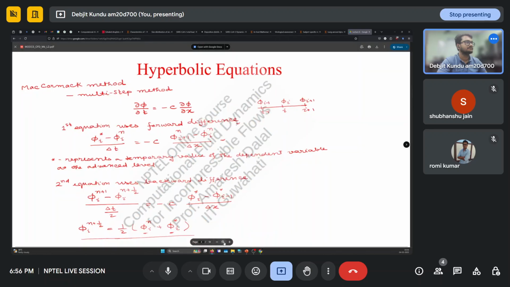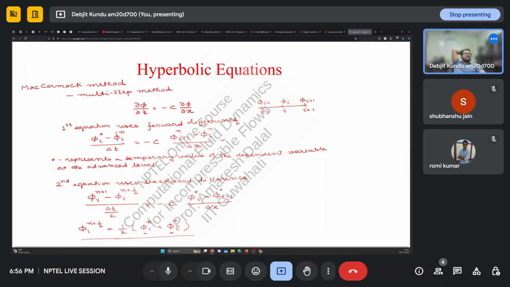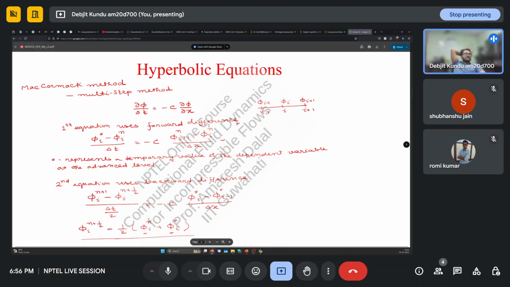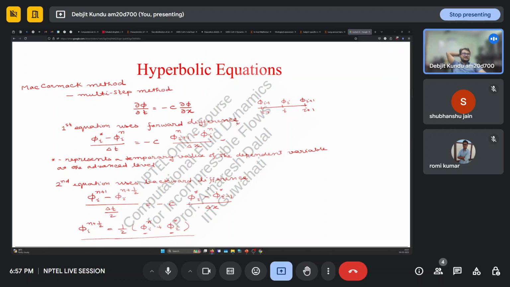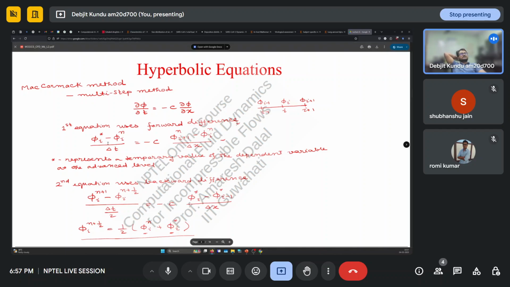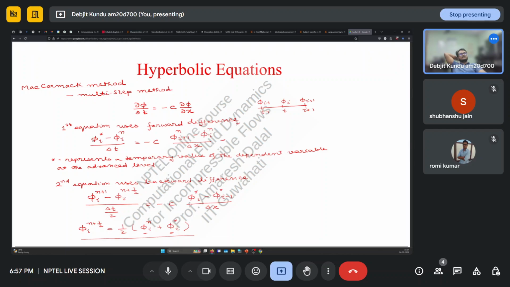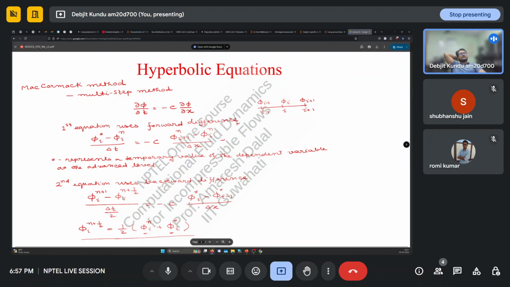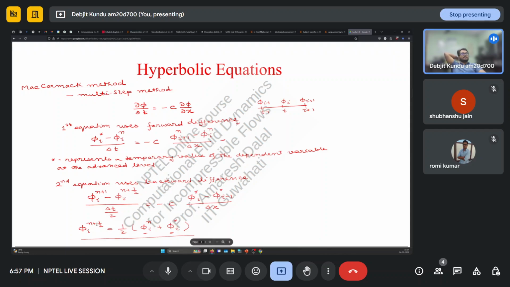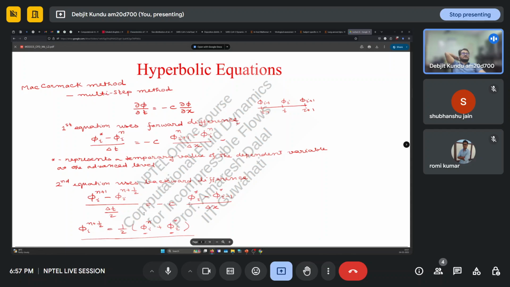So you see, the McCormack method is a multi-step method where the first equation uses forward difference and the second step uses backward difference, in space. So both are forward in time in that sense. So it goes from n to some provisional value and from n plus half to n plus 1. And for n plus half, it uses an average of what was there at n and the provisional value that we found out using the first equation.